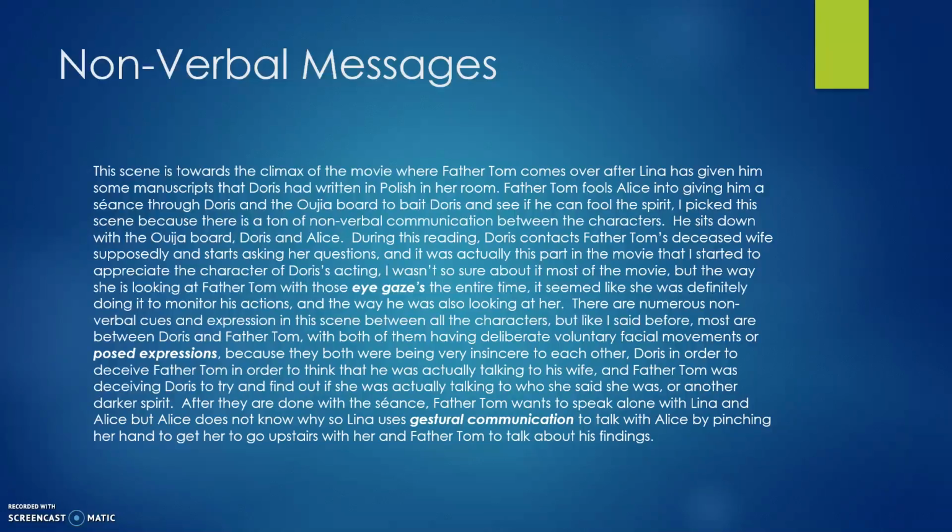There are numerous nonverbal cues and expressions in the scene between all the characters, but like I said before, most are between Doris and Father Tom, with both of them having deliberate voluntary facial movements or posed expressions, because they both were being very insincere to each other. Doris was deceiving Father Tom in order to make him think that he was actually talking to his wife. And Father Tom was deceiving Doris to try and find out if she was actually talking to who she said she was, or another darker spirit.